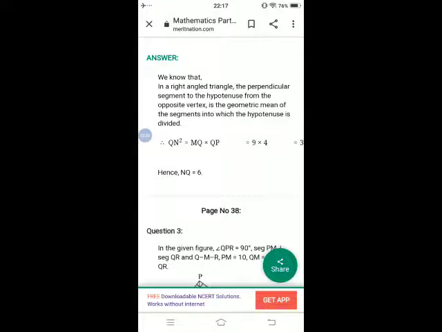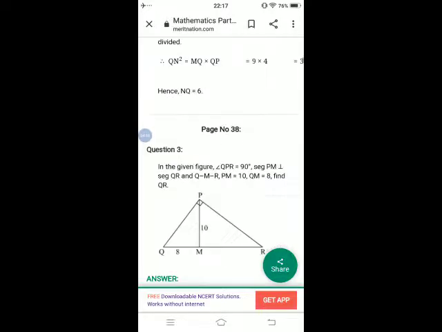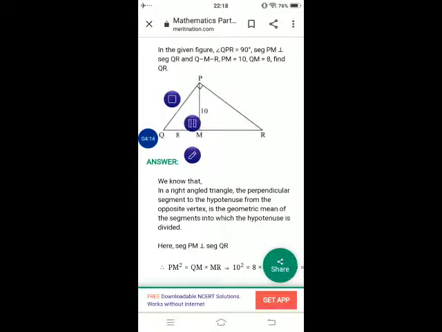Now here the third question is what? In the given figure, angle QPR is equal to 90 degrees. Segment PM is given perpendicular to QR, with M on QR. PM is given as 10. QM is given as 8. Find QR. Again by seeing the figure itself, you will come to know what theorem you have to use. Again you have to use the geometric mean theorem.